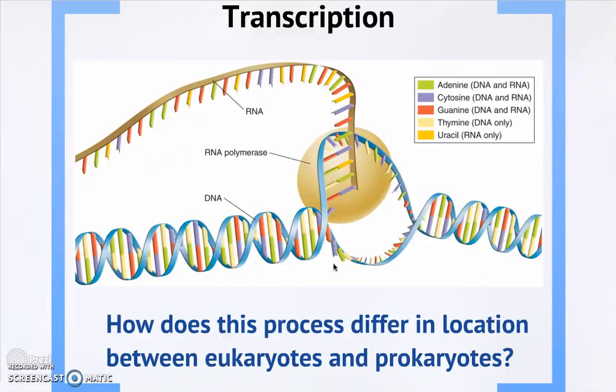How do you think transcription differs between eukaryotes and prokaryotes in the location that it occurs? Please answer this question in your notes as well.